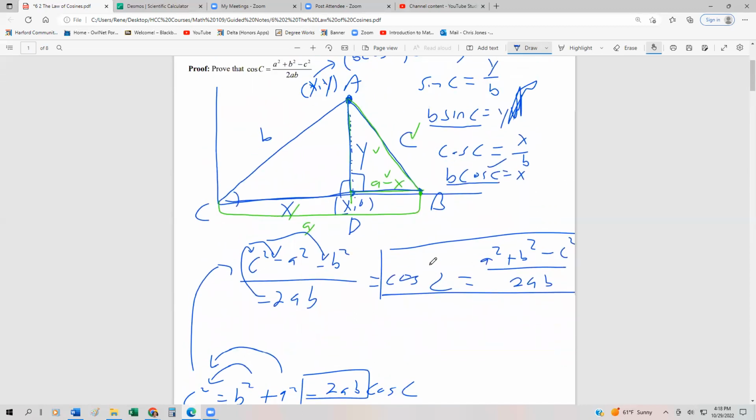So in the next video, we're just going to implement the law of cosines to solve some right triangles. We're probably going to use this in tandem with the law of sines to make it a little bit easier for ourselves.